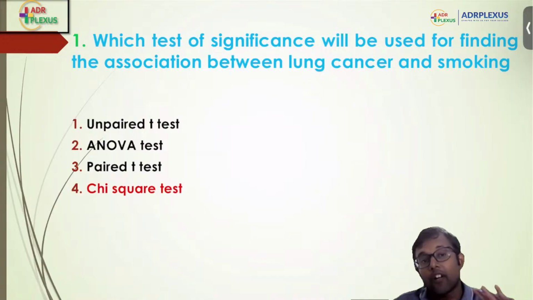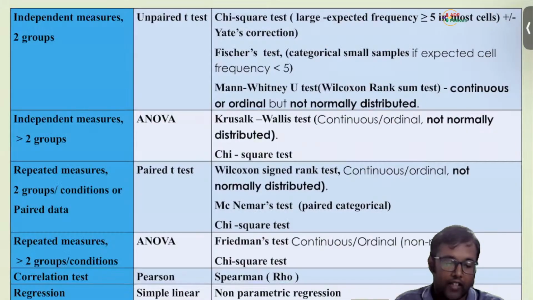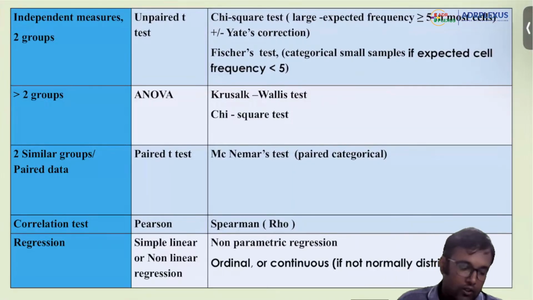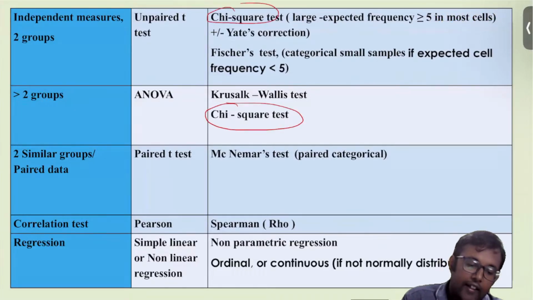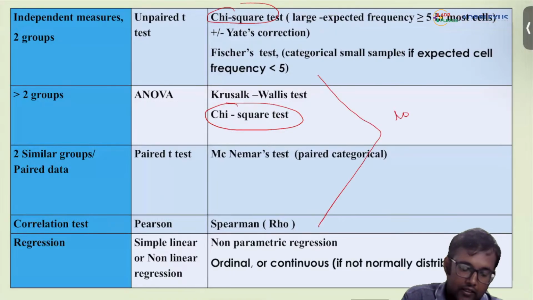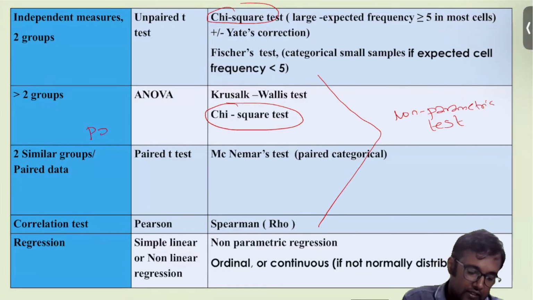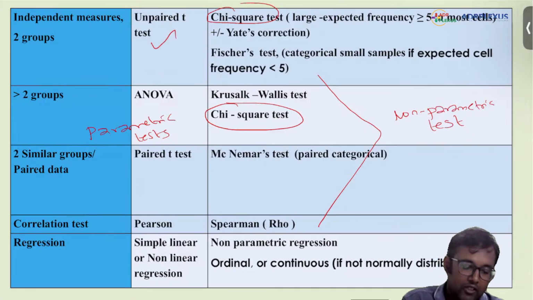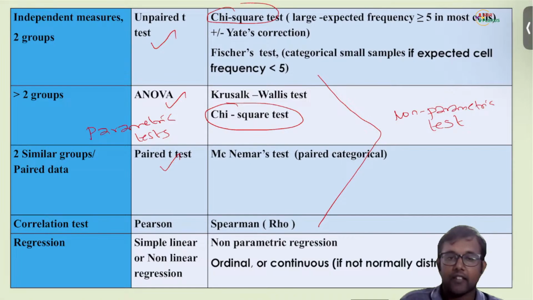Now, we will go further deep. We are going to dive deep for the INI-CET. Basically, what you know till now is that chi-square is a non-parametric test. Then for parametric tests, on this side we have all these parametric tests. The names of parametric tests are unpaired t-test, ANOVA, paired t-test, and simple linear regression.